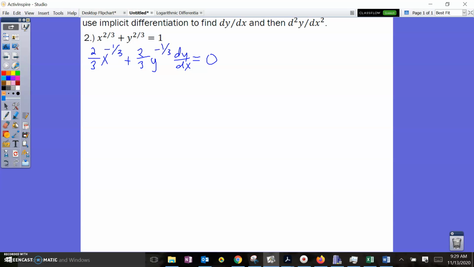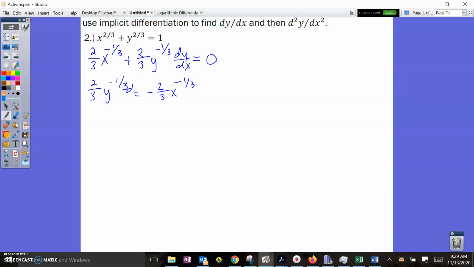And now we want to solve for dy dx, so I'm going to go ahead and move the 2/3 x to the negative 1/3 over to the right-hand side. And divide both sides. Forgot my dy dx when I wrote that. And divide both sides by 2/3 y to the negative 1/3 to get dy dx. So I've got negative 2/3 x to the negative 1/3 over 2/3 y to the negative 1/3.